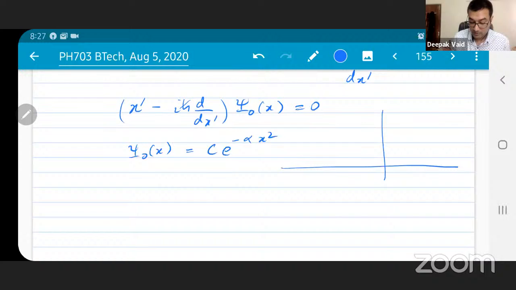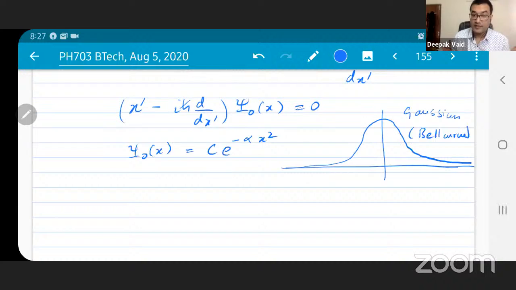This is called a Gaussian, also known as a bell curve, because it looks like an upside down bell.